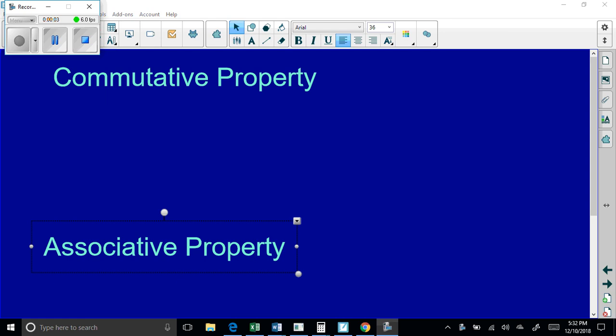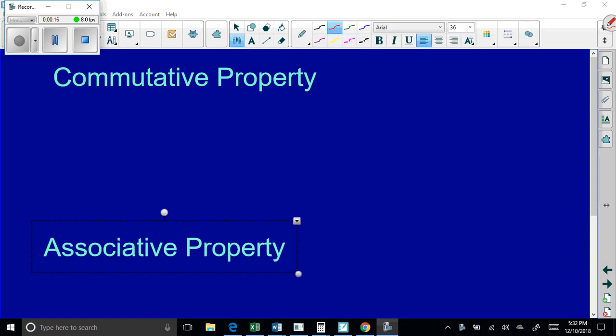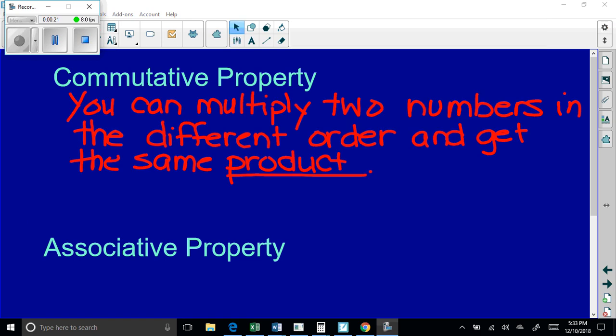Commutative property. The commutative property of multiplication simply means that it does not matter what order you multiply two numbers together, you will get the same product or answer. So I wrote it out for you. You can multiply two numbers in a different order and get the same product.